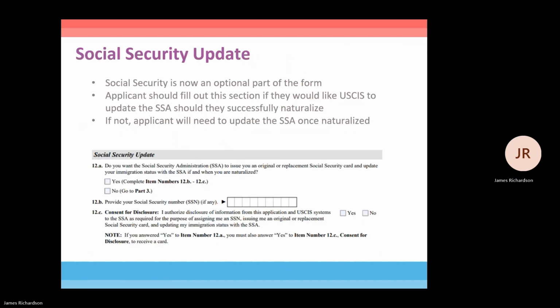Exactly right. So, Social Security update. This is a new thing on this version of the form. Previously, if you did become a citizen, it was up to you to update Social Security on your new status. So this would make it so if you check yes to this, you can have USCIS do it for you. It's pretty simple. You just have to check yes to both 12A and 12C, and then also include the applicant's social in 12B. It's optional. You don't have to do it, but I might recommend it just because it makes it easier for the applicant.